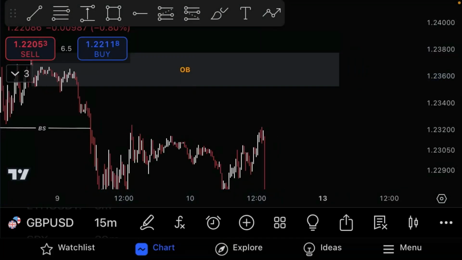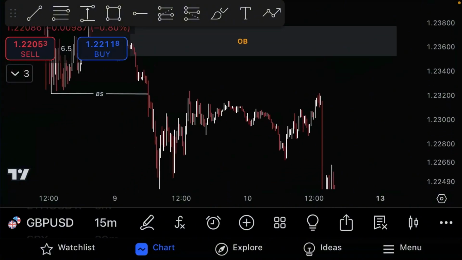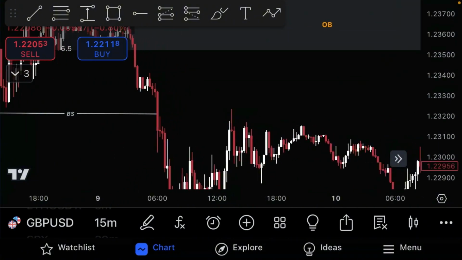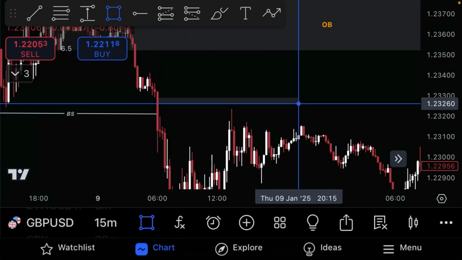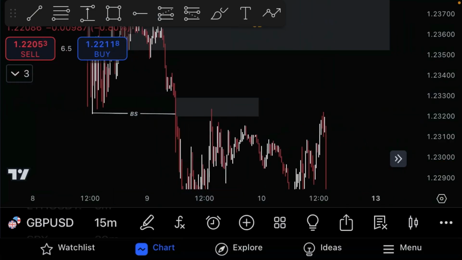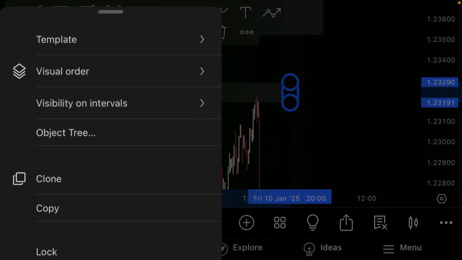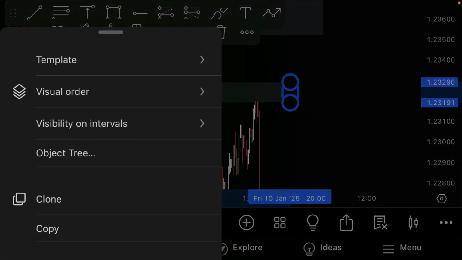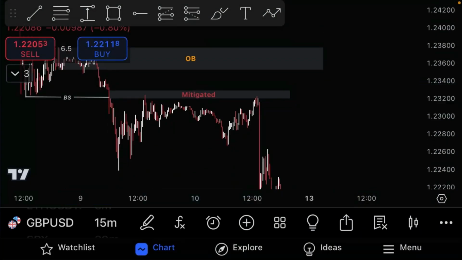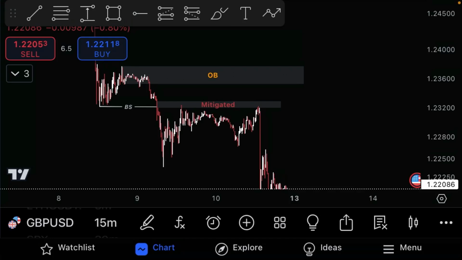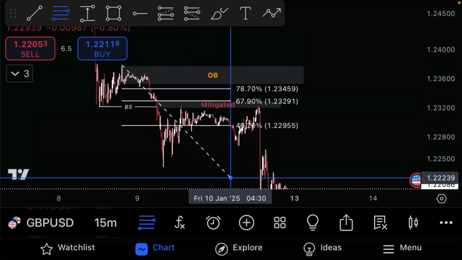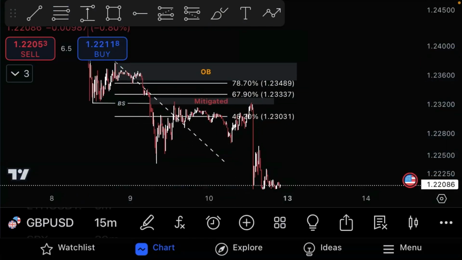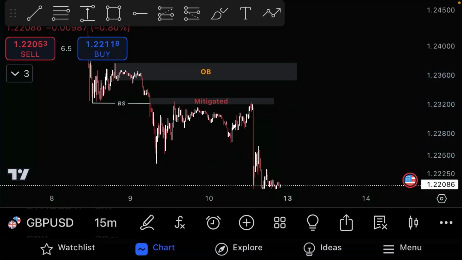Permit me, I have a little bit of flu. We look for a fair value gap, which is this. This is a nice fair value gap area, and we can use that as well, or we just use the Fibonacci tool, from here to here, and it's still going to give us the same areas. So let's not waste much of your time, let's just go over this.